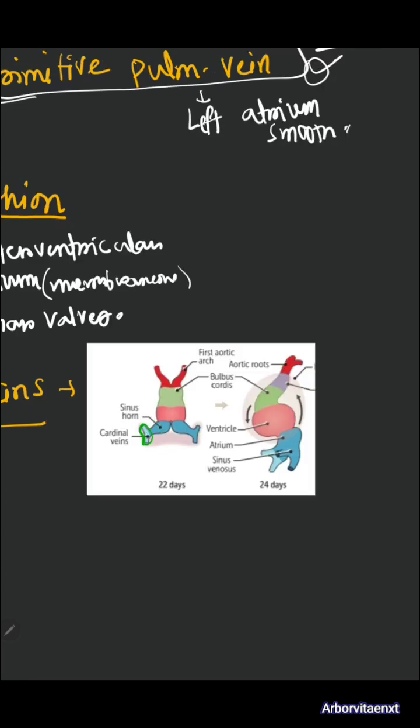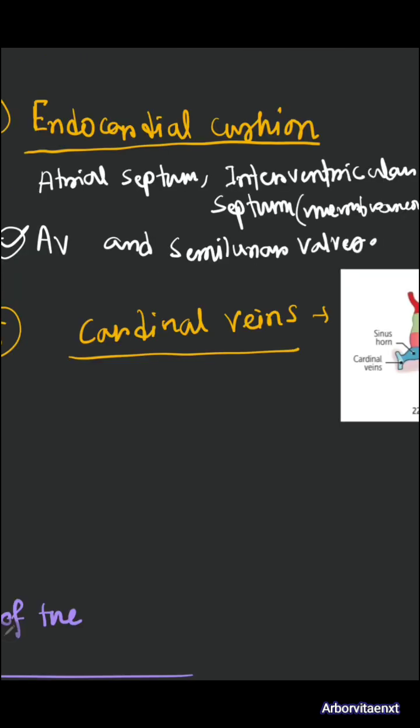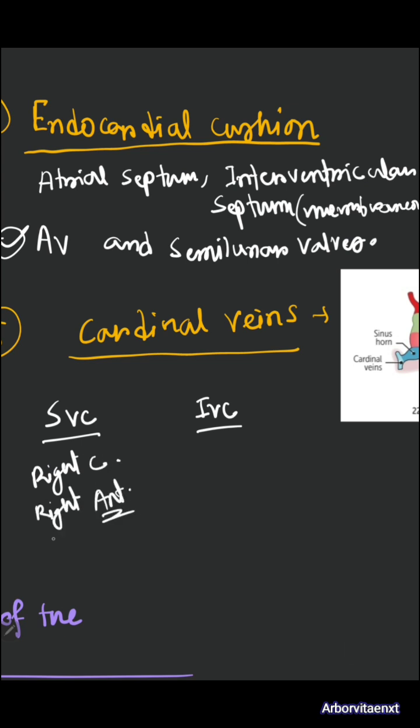So these are the structures known as the cardinal veins. So what structures do they give rise to? Basically cardinal veins give rise to superior vena cava and the inferior vena cava. But there are so many cardinal veins, so we have to know the superior vena cava is given by the right common and right anterior cardinal vein. So this is the point to remember. And inferior vena cava is given by the posterior cardinal vein, subcardinal vein, and supracardinal vein.